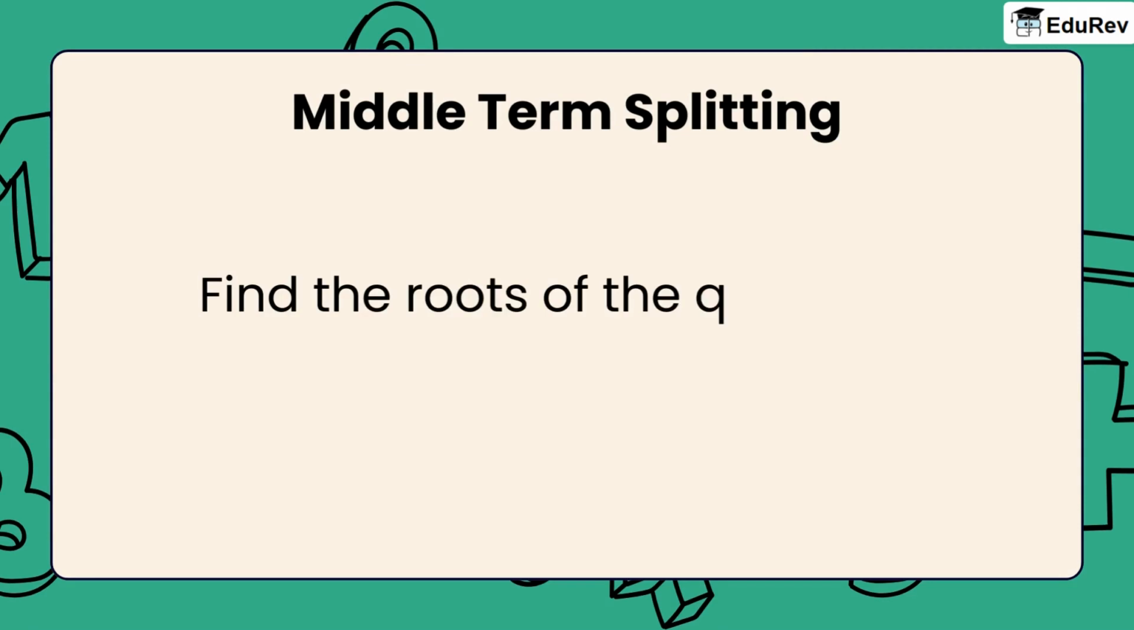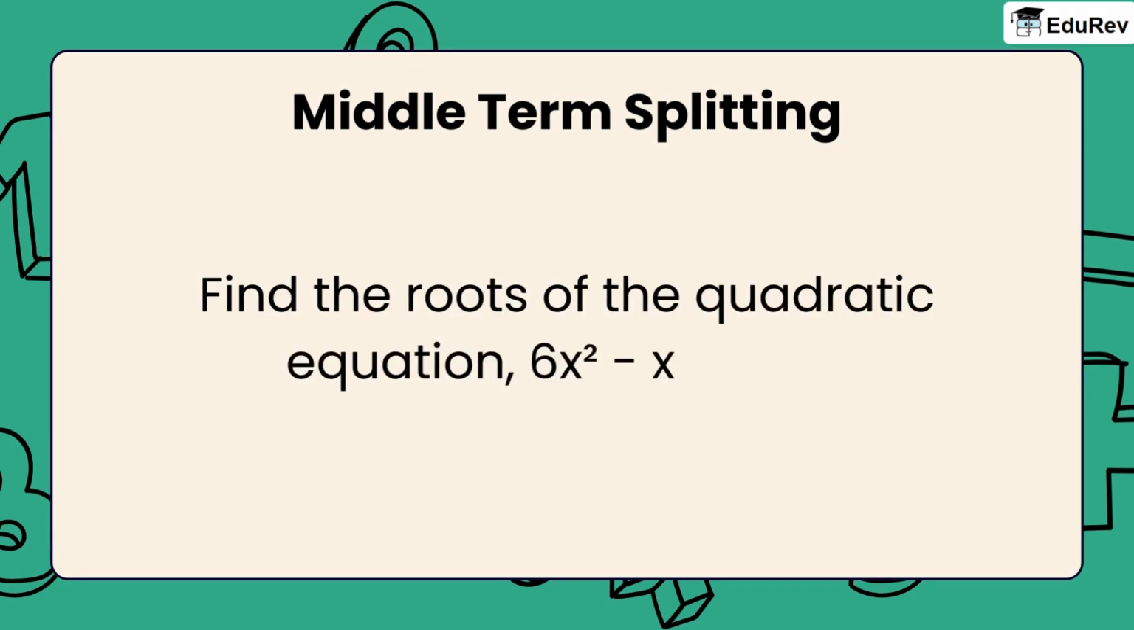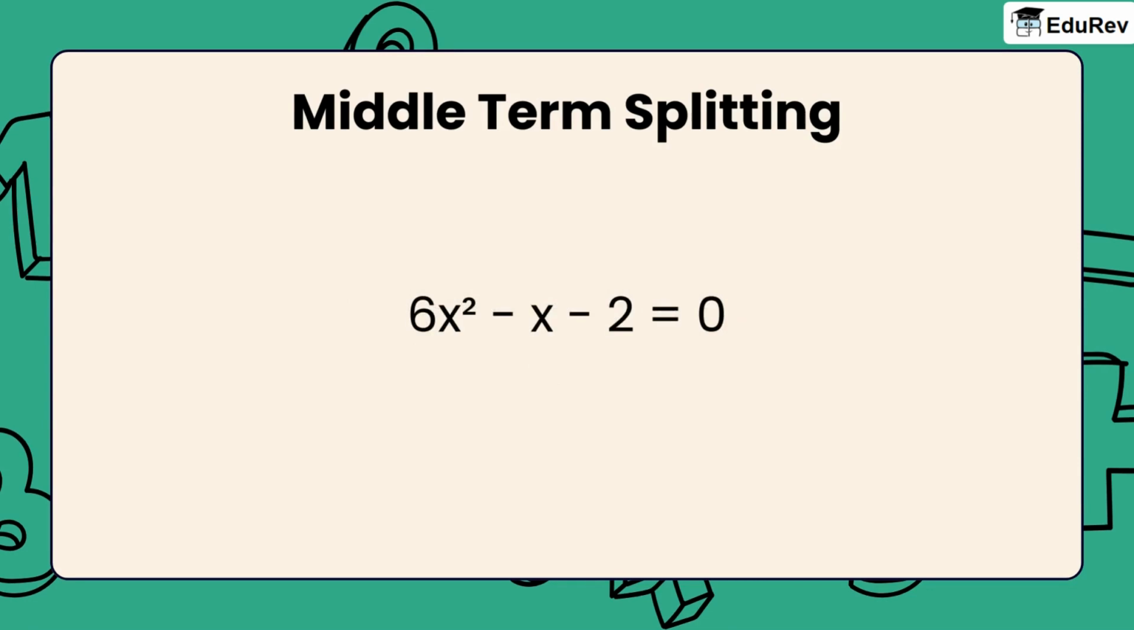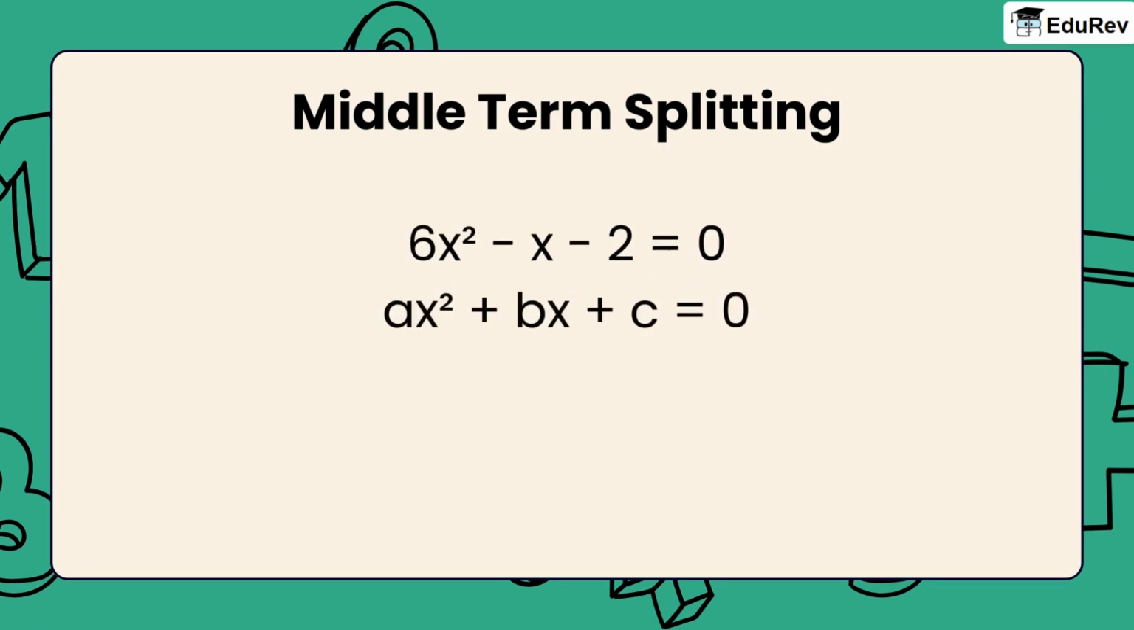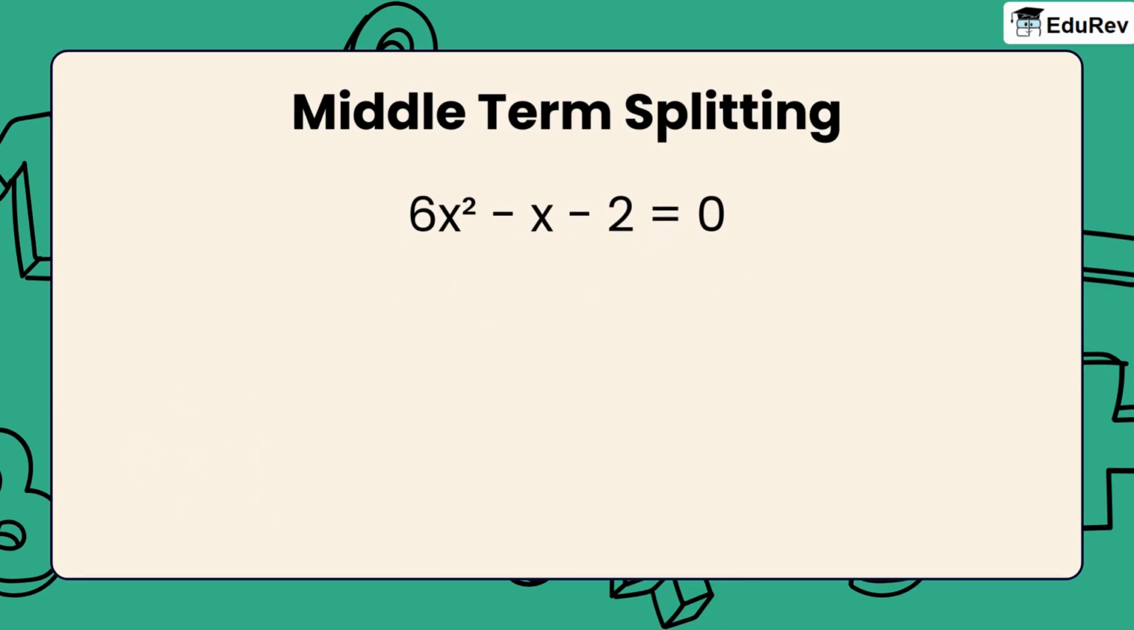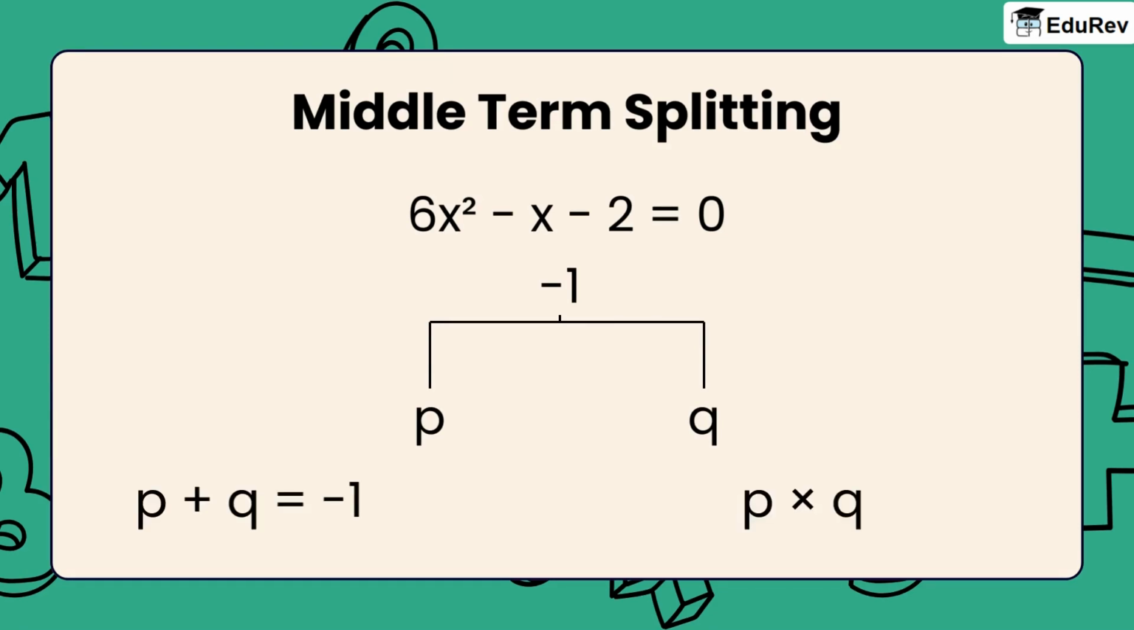Find the roots of the quadratic equation, 6x square minus x minus 2 equal to 0. So, here, if we compare this quadratic equation with the standard form, ax square plus bx plus c equal to 0, we get a equal to 6, b equal to minus 1 and c equal to minus 2. So, for splitting middle term method, we need to split minus 1 into two numbers p and q such that p plus q equal to minus 1 and p into q equal to a into c equal to 6 into minus 2 equal to minus 12.